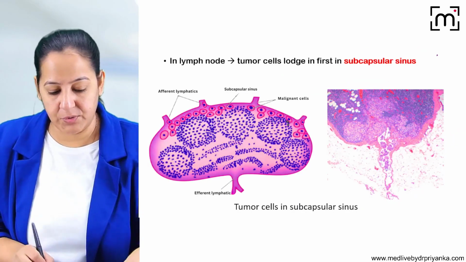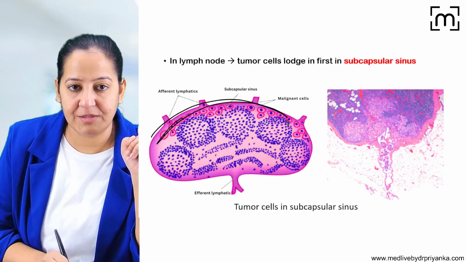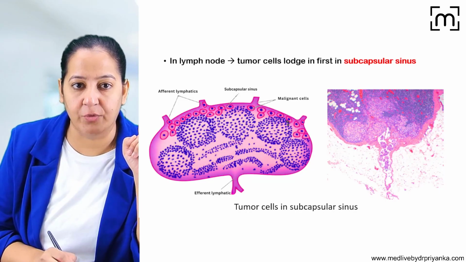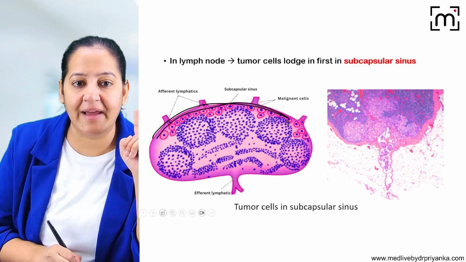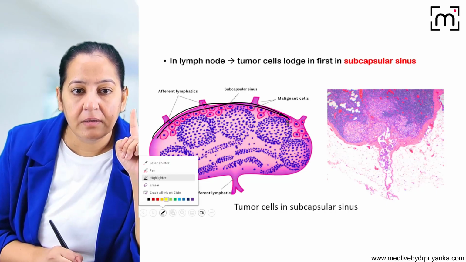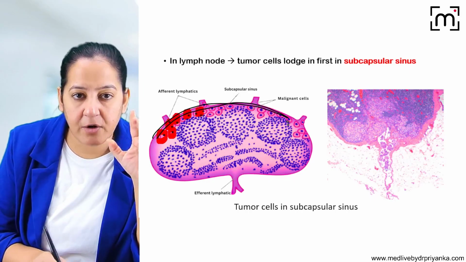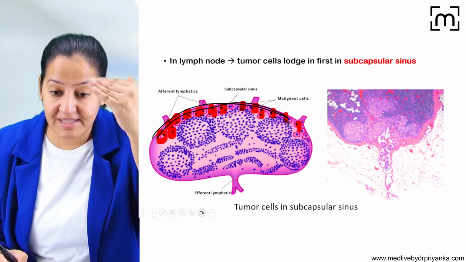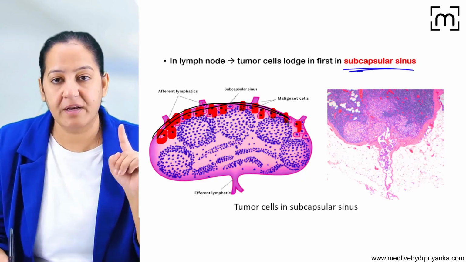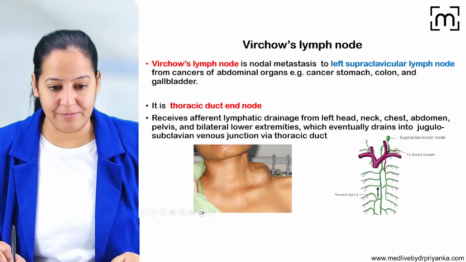In the diagram also, you can see it here. This is the capsule, and just below the capsule, I want to highlight the malignant tumor cells. Can you see these are the tumor cells? They are going to the follicles later on. They will go to the cortex and medulla later on. But the first thing is the subcapsular sinus. So in a lymph node, the first thing involved is the subcapsular sinus. You can see the subcapsular sinus is involved.